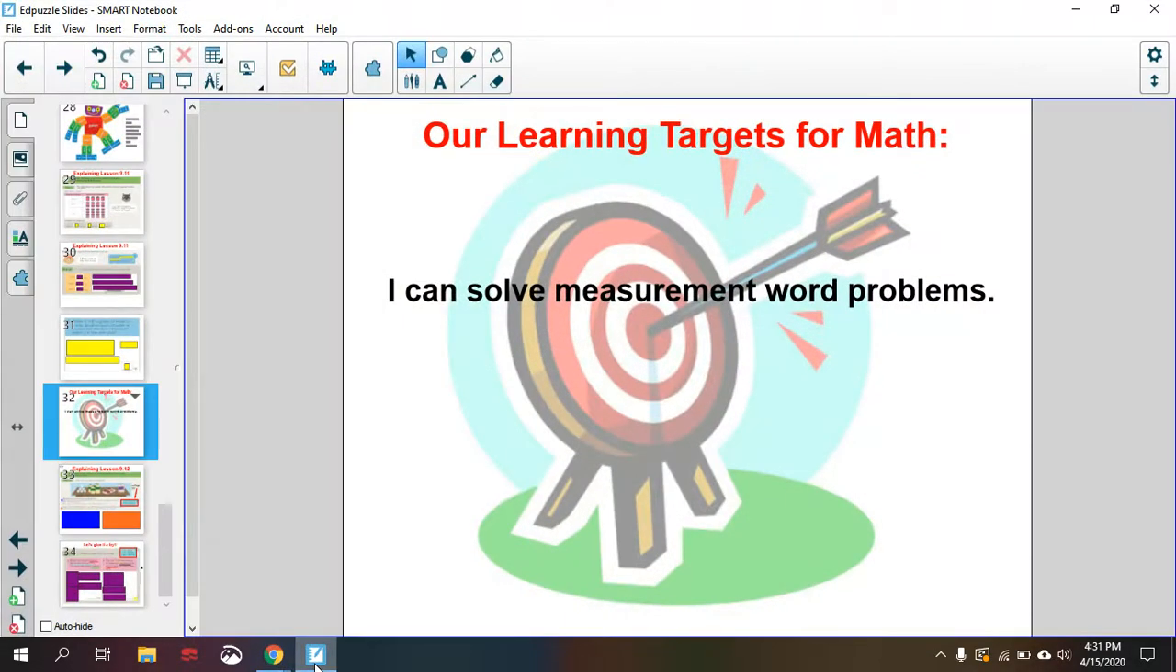All right, so our learning target for tonight is I can solve measurement word problems, so a pretty easy target. We're going to go back and talk about a lot of different types of ways to measure things, and then we're going to be pulling that important information out of word problems in order to solve them.